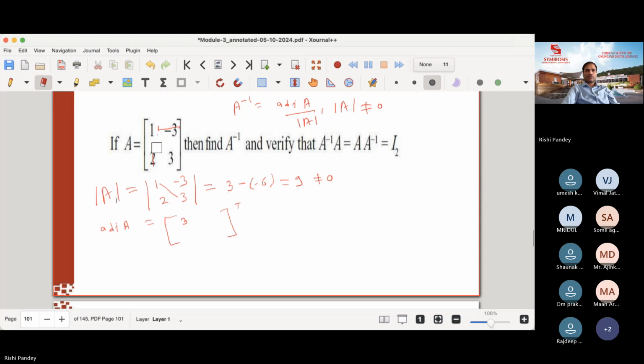Similarly, for the second element, delete this row and this column. Completely. Or you can use your hand gesture or pencil on your copy. What is the value? 2. But the location is what? 1, 2. So the sign is minus 2. I, 1, 2. Row 1, row 2. Column 1, column 2. So 1, 2. Sum of the 1 and 2, 3. Okay. Clear? Okay. Minus 2.